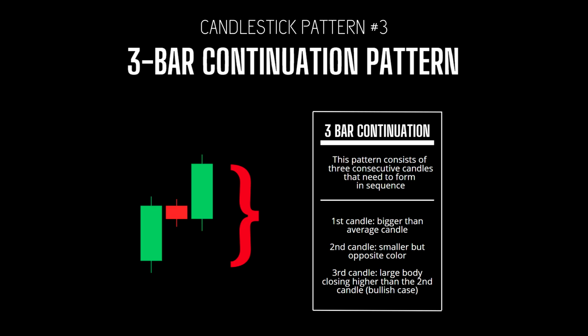Moving on to pattern number 3, which is the 3-bar continuation pattern. This pattern consists of 3 consecutive candles that need to form in sequence. The first candle should have a large body and be bigger than the average candle. The second candle is a smaller opposite colored candle that ideally shouldn't be more than half the size of the first candle's body. The third candle should be another large candle that closes higher than these candles close.